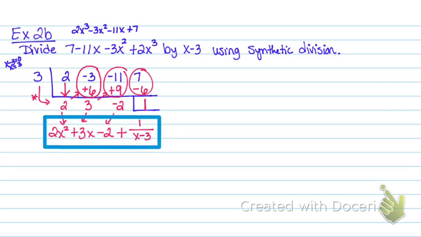So you can check back to example 1. Is that the answer we had with it? Yes. So we know we did it correct. So there's our solution.